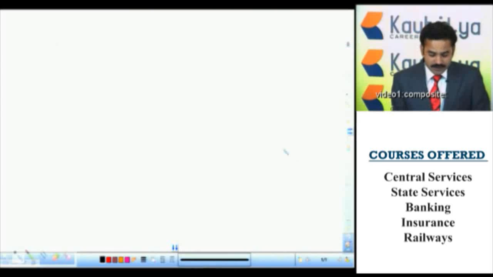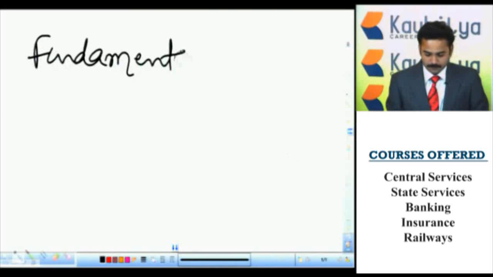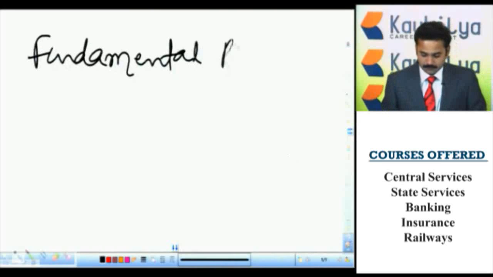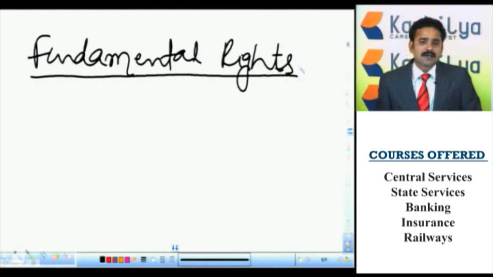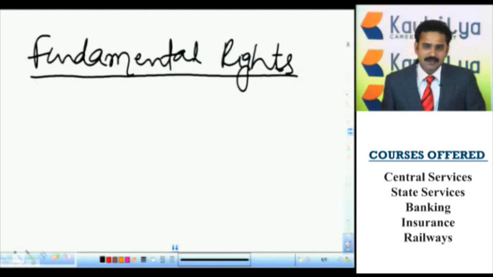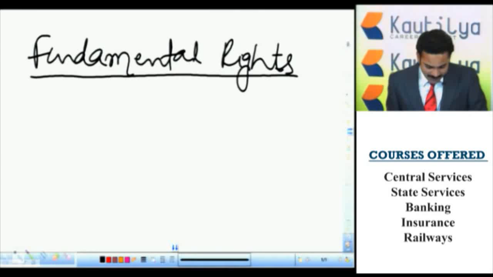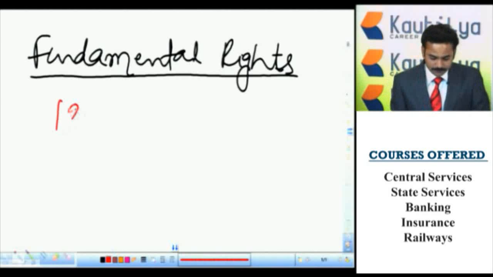Today we are going to discuss fundamental rights. Before going to discuss the fundamental rights, let us try to understand the historical evolution of and historical demands for the fundamental rights. The Indians' desire for civil rights had its roots deep in the 19th century.